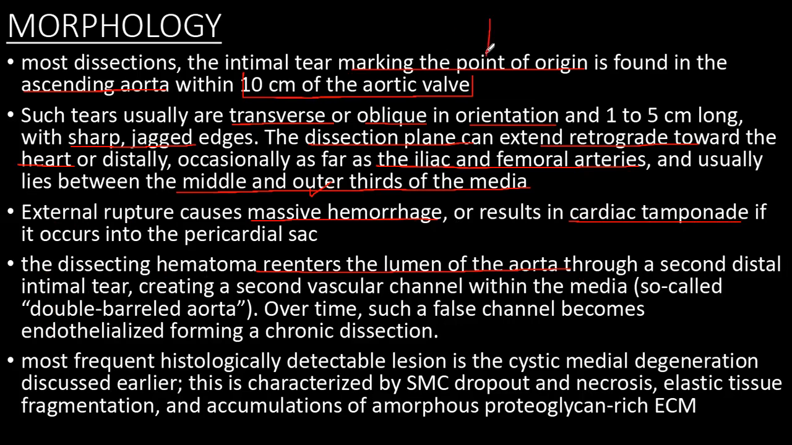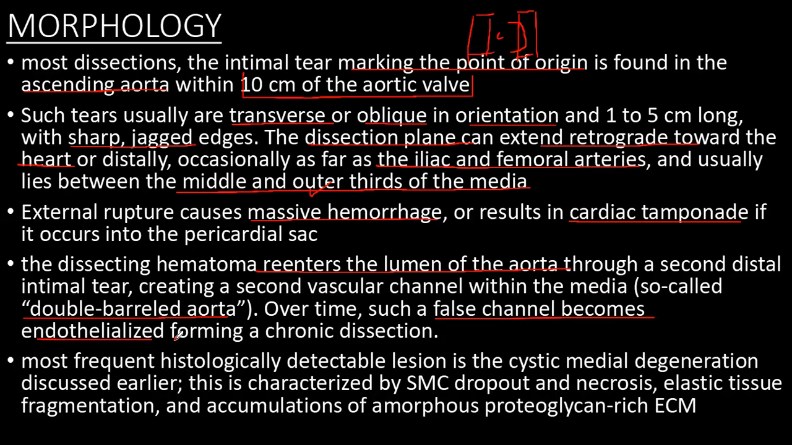Let me try to draw that. Imagine this is the aorta, this is the lumen, and these are the aortic walls. If you had a first tear here, then blood dissected, then another tear, you will have 2 channels within the same blood vessel. There will be a second vascular channel, and this will create the so-called double-barreled aorta. Over time, this first channel may become endothelialized.